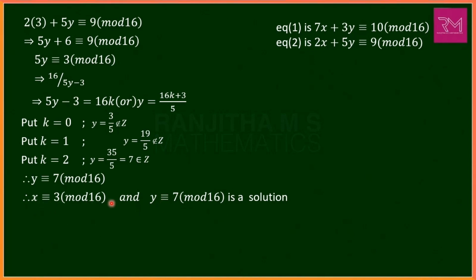That is, x is congruent to 3 mod 16 and y is congruent to 7 mod 16 is a solution. This completes the problem. We shall move on to another problem so that you can understand in a better way.